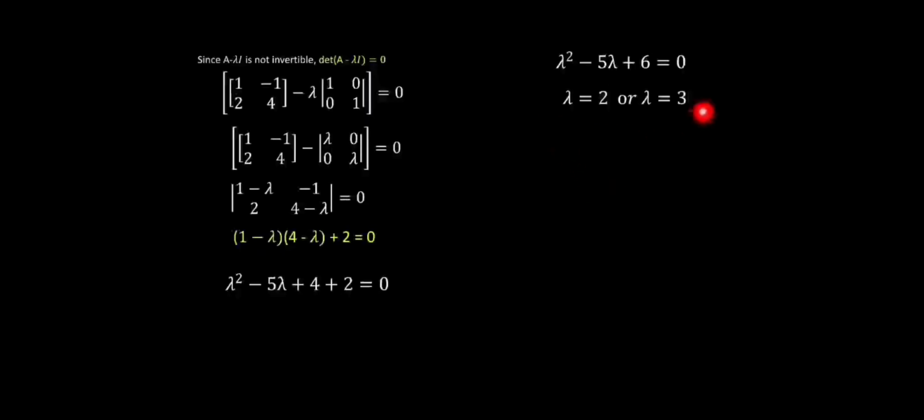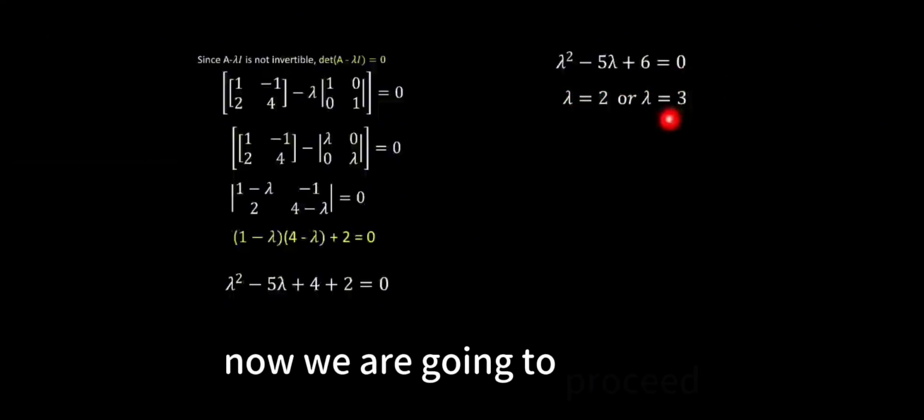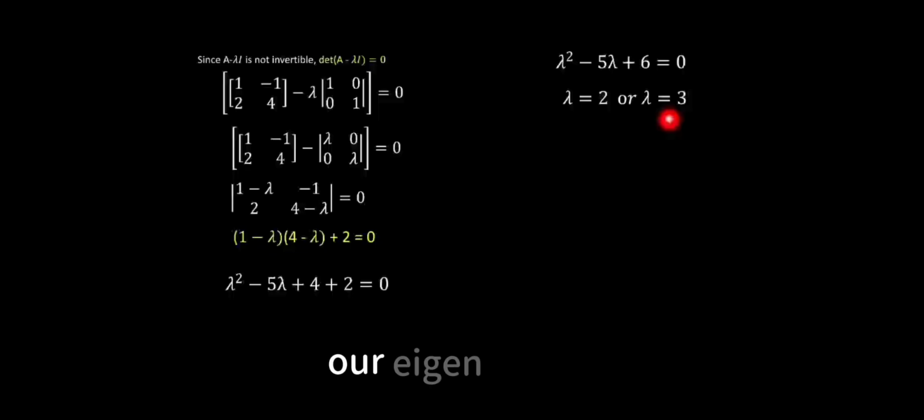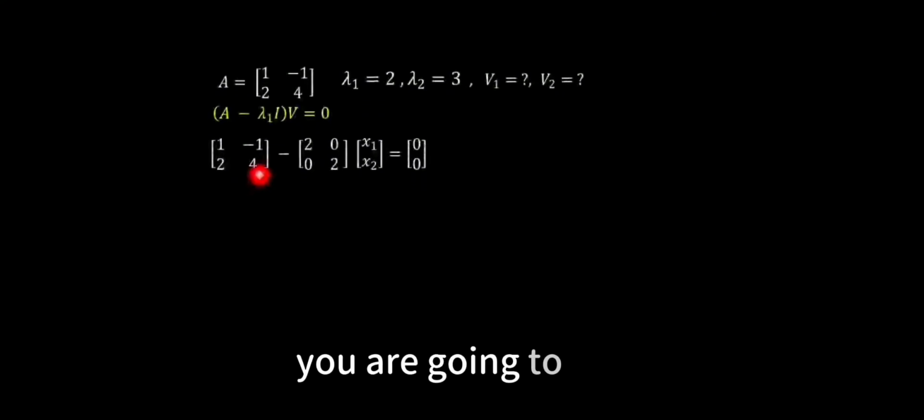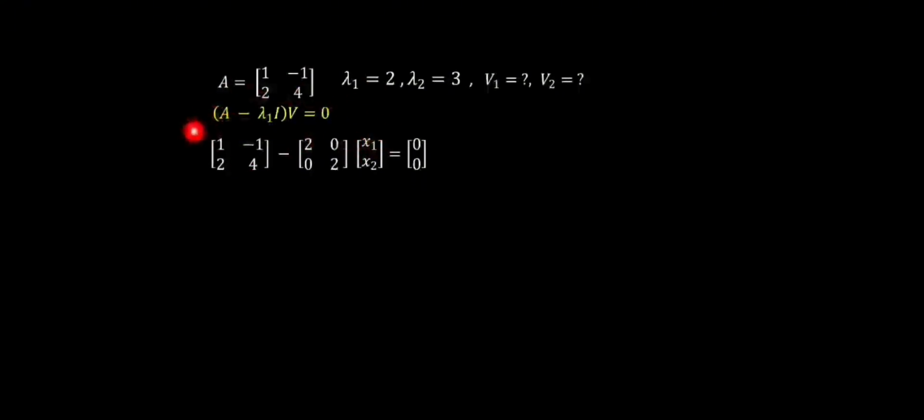Since now we found our eigenvalues, which are 2 and 3, we are going to proceed to finding our eigenvector. To find our eigenvector, we are going to use this equation: A minus lambda 1 times I times V is equal to 0.